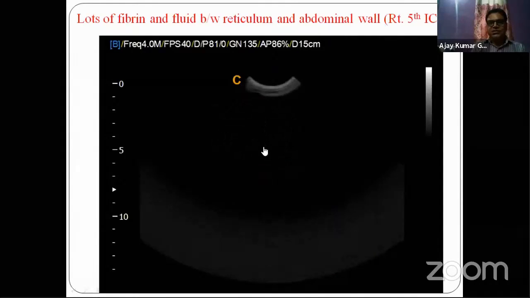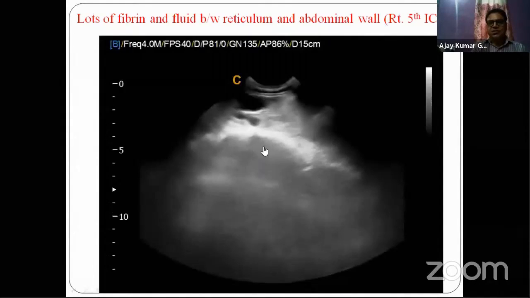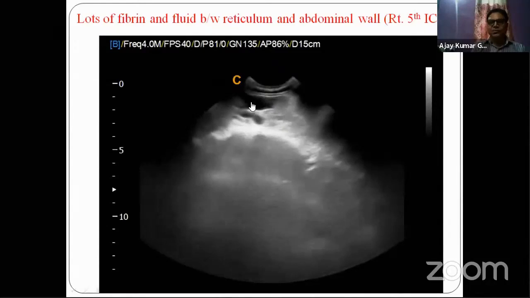You can see the distance between the abdominal wall and the reticular wall is increased. The reticular wall is not smooth, it is undulating. These are the fibrinous material deposits, and these are the anechoic areas representing fluid.